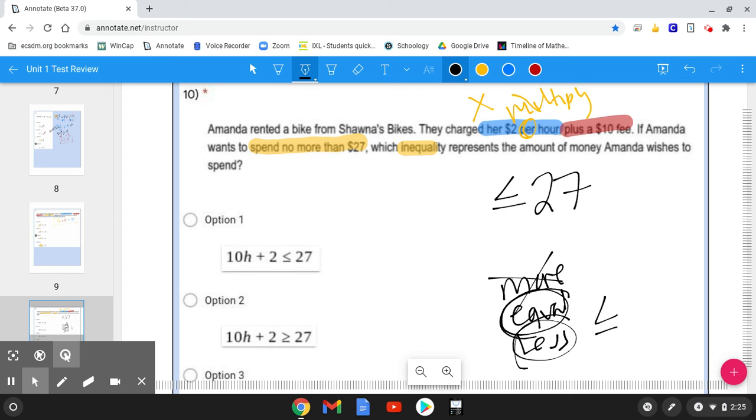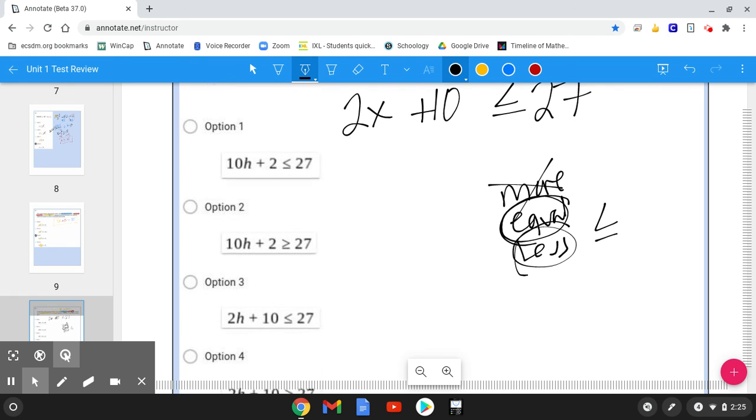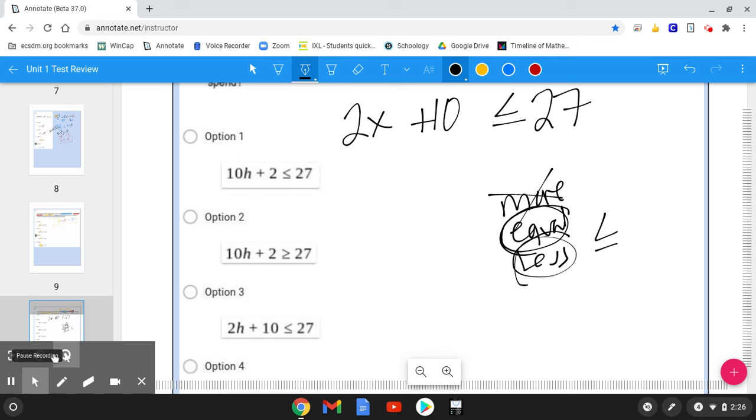So now what goes into that $27 cost? We know there's a $10 fee. That's a one-time fee. So that shows up just as 10 all by itself, no variable attached. $2 per hour looks like 2x. We're multiplying $2 per the number of hours. I notice I used x as my variable, so I'll just rewrite that as h because there's h's in our answer. So it's 2h plus 10 is less than or equal to 27.